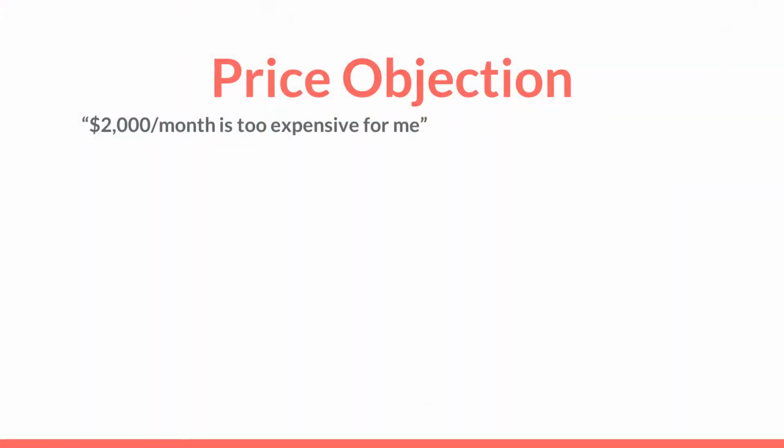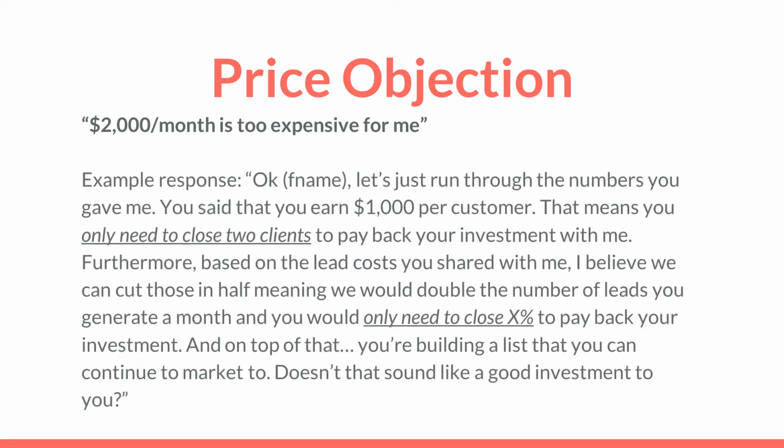Maybe the first thing is price objection. So an example is, "$2,000 a month is way too expensive for me." An example response could be, "All right, first name, so let's just run through the numbers you gave me." Here I'm going to do the math and say it's not as expensive as you think it is. It's a great investment. So I say, let's run through the numbers.